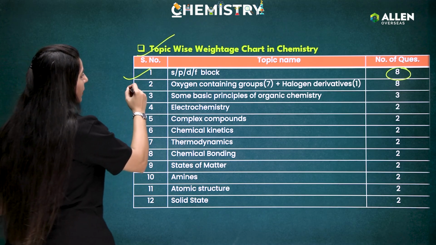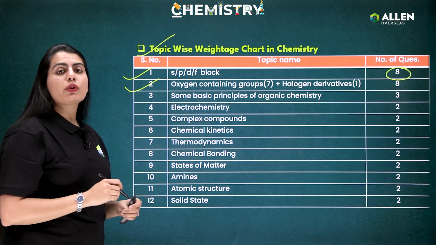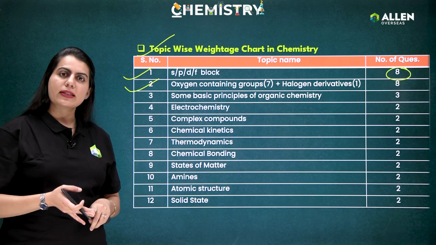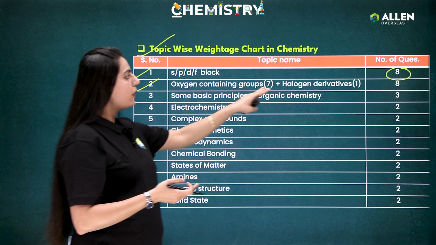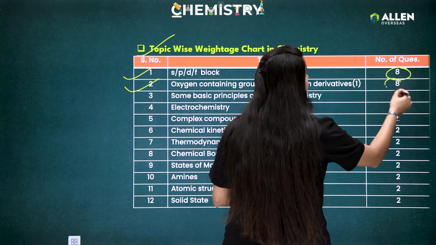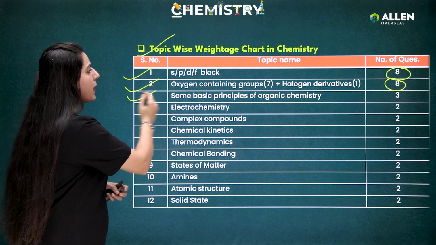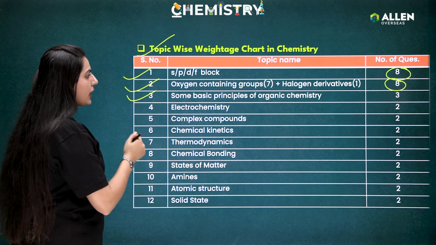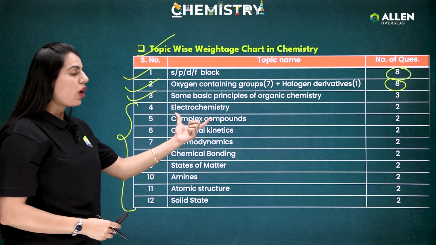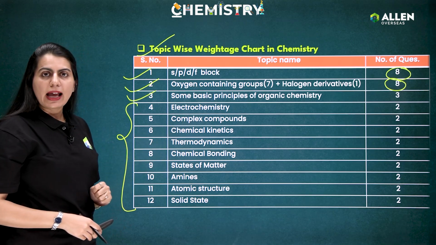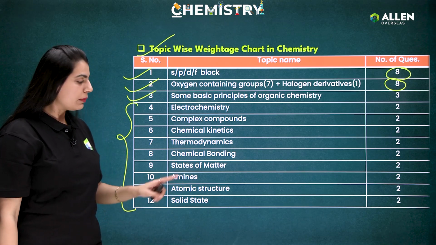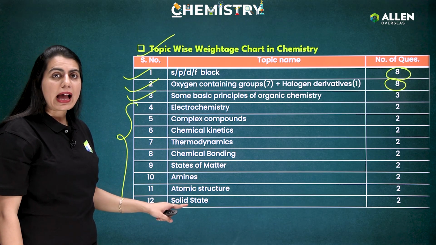Apart from that, oxygen containing groups, 7 questions came from chapters like alcohol, phenol, ether, and chapters like aldehyde, ketones and carboxylic acid. Apart from that, 1 extra question from the halogen derivatives part also. So overall 8 questions again. Then from general organic chemistry, around 3 questions came. Then around 2 questions each have been asked from electrochemistry, coordination compounds, chemical kinetics, thermodynamics, chemical bonding, states of matter, amines, atomic structure and solid state.